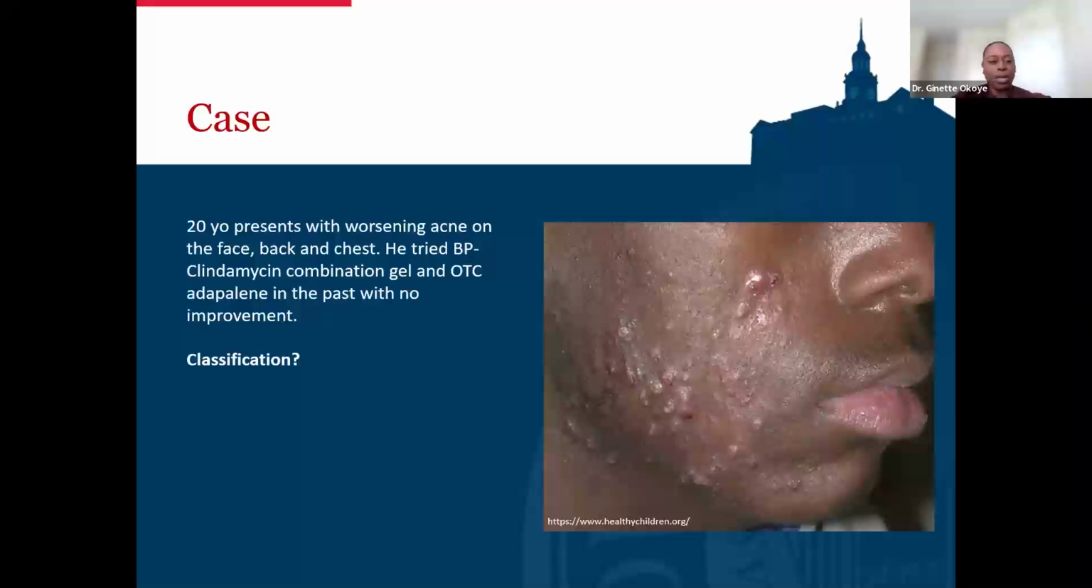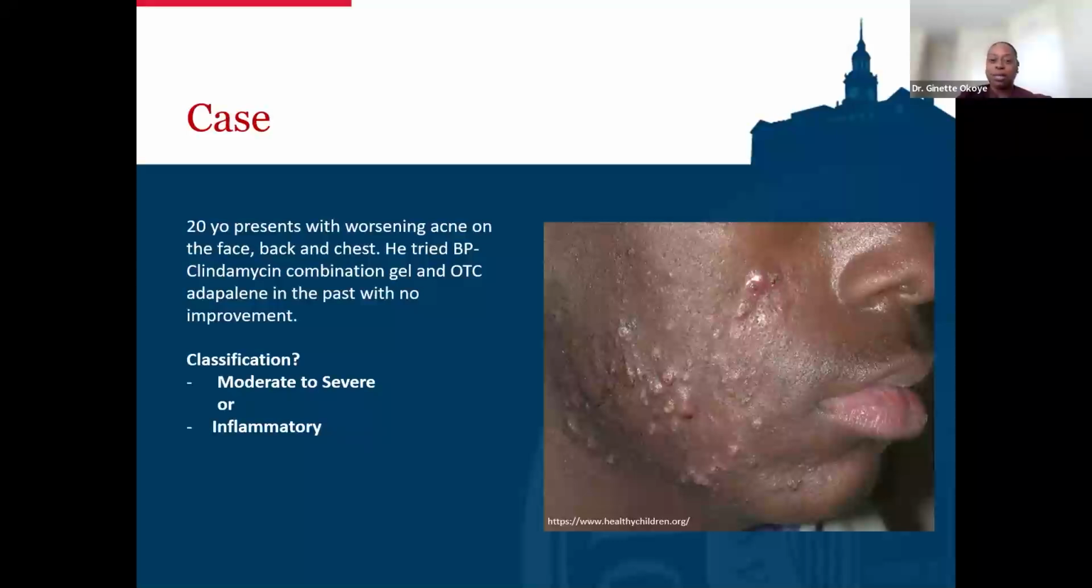All right, so here's another case. This is a 20-year-old who says his acne is worsening on the face, the back, and the chest. We've already given benzoyl peroxide and clindamycin combination gel and over-the-counter adapalene, and he did that for 3 to 4 months, and actually not just no improvement, but it's actually worsening. So how would you classify this patient?